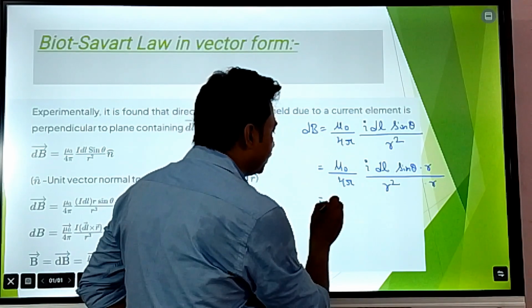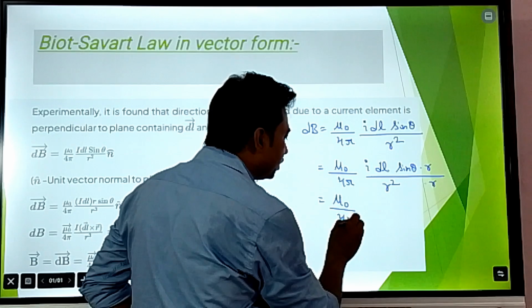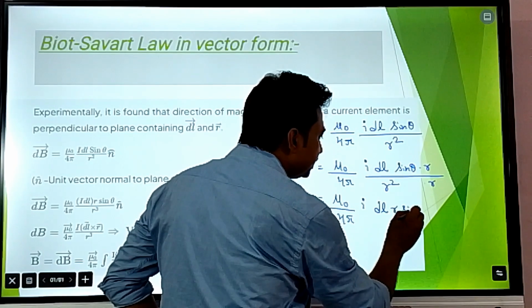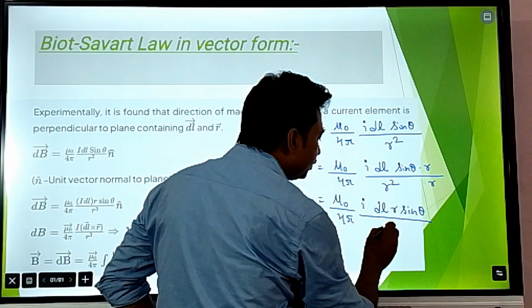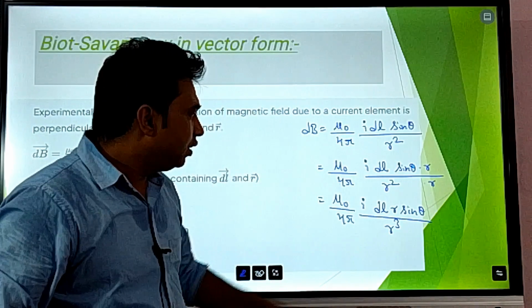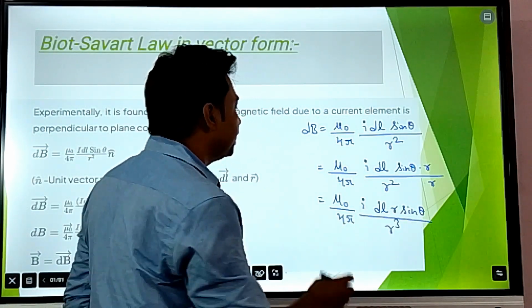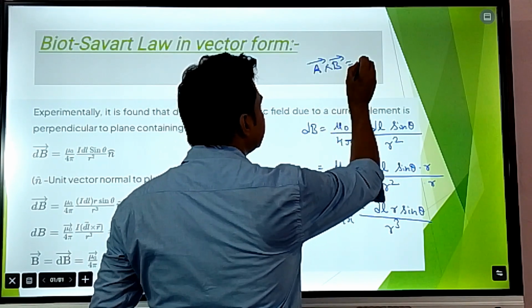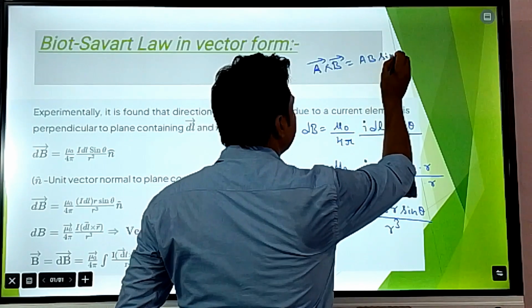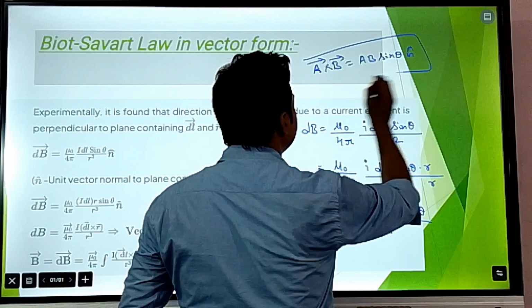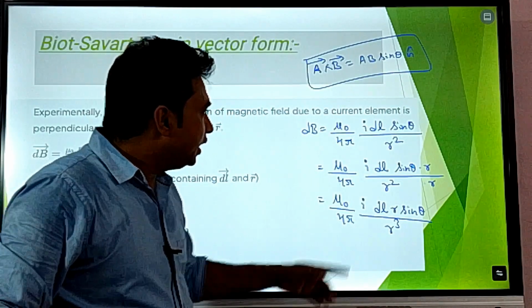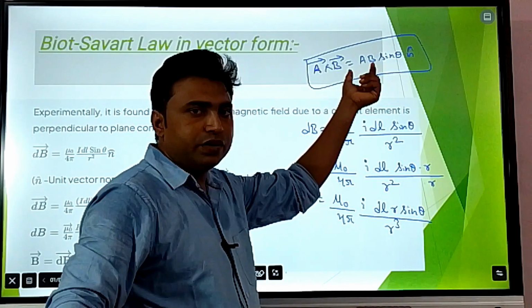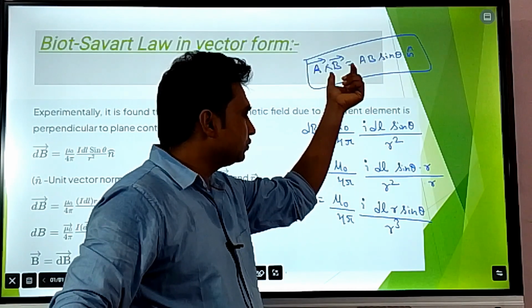Okay. Now mu naught by 4 pi I dl r sin theta, by this thing I am going to multiply it. This is r cube. Now dl r sin theta, what does it come out to be? We know the cross product A cross B is AB sin theta n cap. This is the value of the cross product. It means the direction of this vector is always perpendicular to A and B.